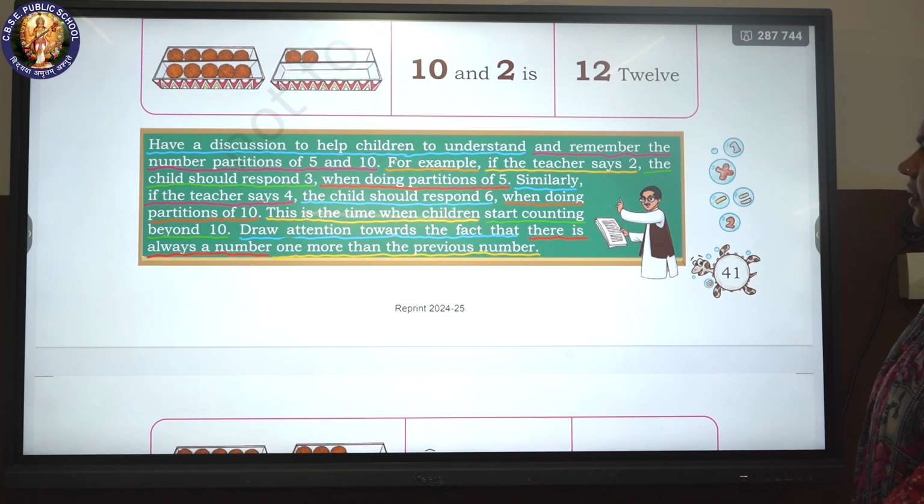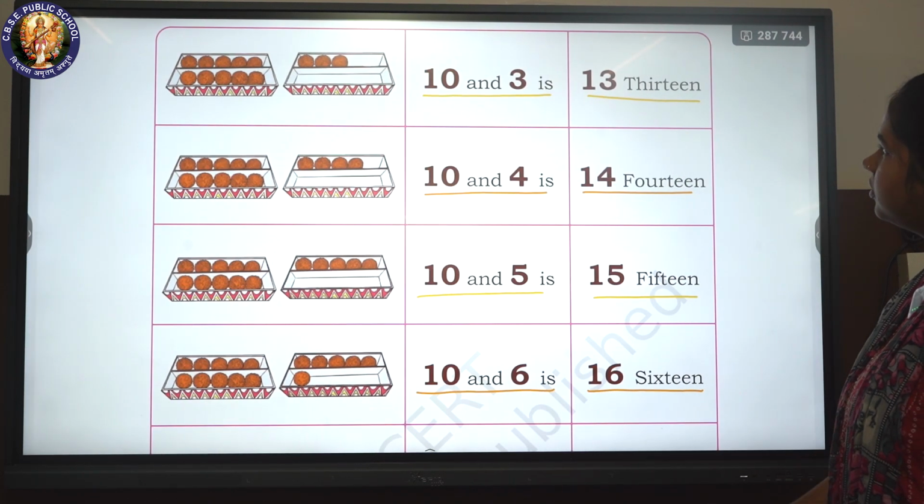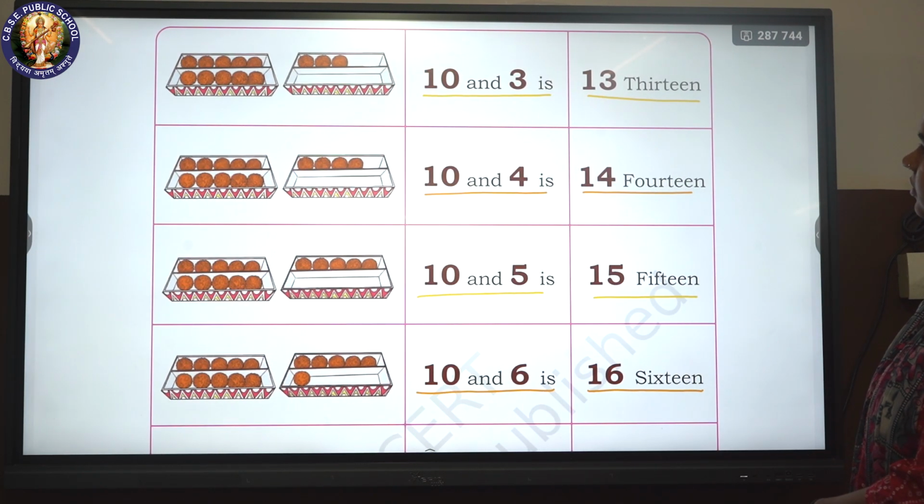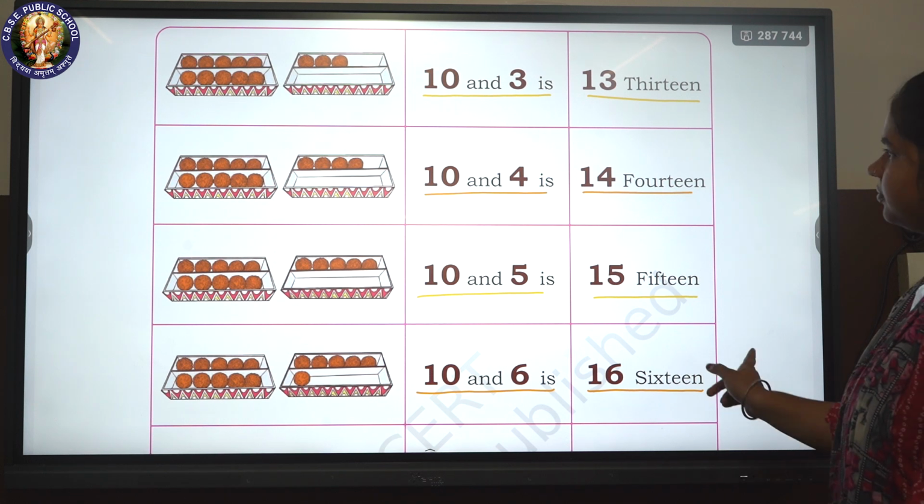When doing partitions of 10, this is the time when children start counting beyond 10. Draw attention towards the fact that there is always a number one more than the previous number. 10 and 3 is 13. 10 and 4 is 14. 10 and 5 is 15. 10 and 6 is 16.